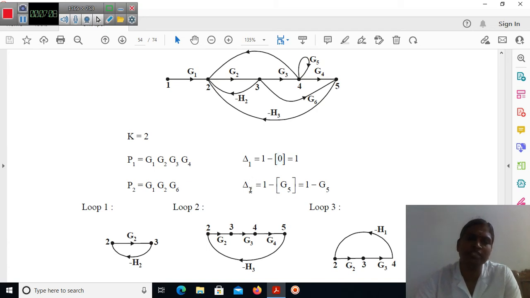Similarly we have to find the second forward path's loop gain. It means we have to calculate delta 2. Here also the condition is 1 minus the sum of non-touching loop gains. Our forward path is G1, G2, G6. Here the fourth point, G5, is not touching the second forward path, so the gain of the non-touching loop is only G5. So we consider 1 minus G5. Delta 2 is equal to 1 minus G5.